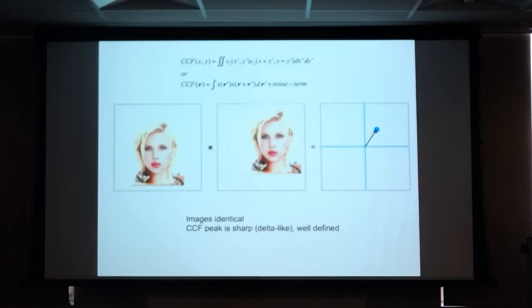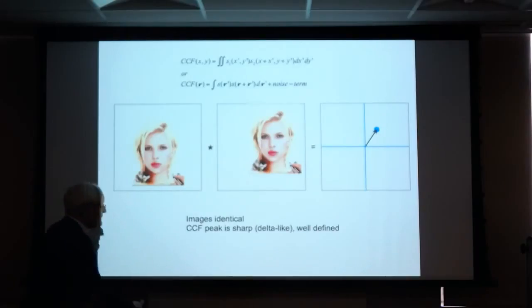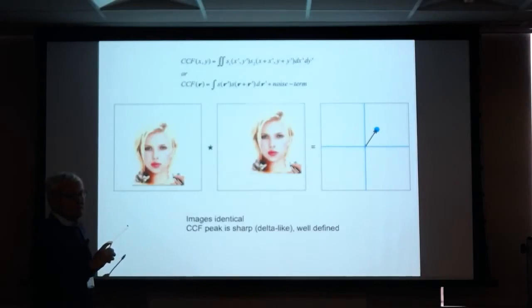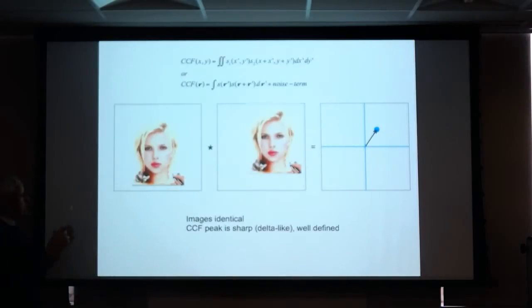So this is just the case of identical images. Then you get a very defined peak. It's a delta-like peak of the cross-correlation. This is in the absence of noise. And you get such a defined peak because these are identical images.